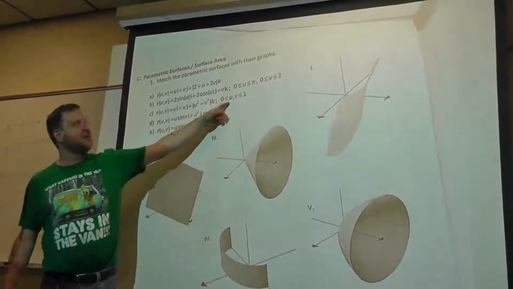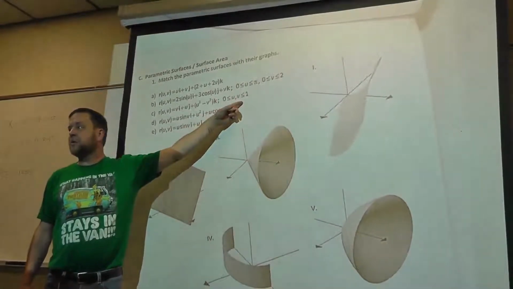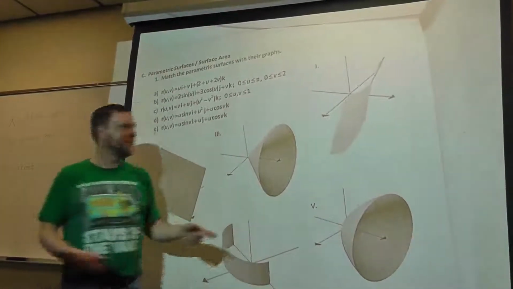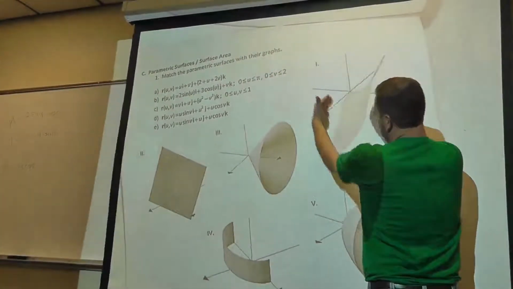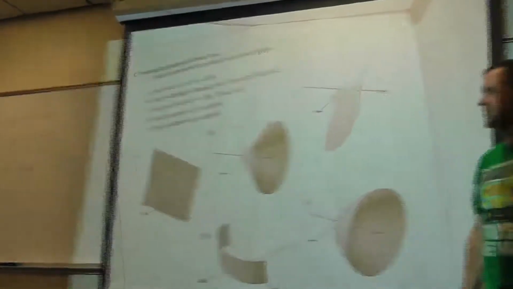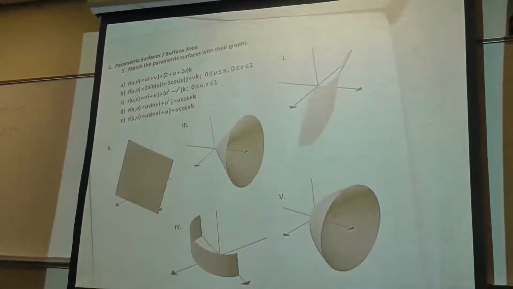But with that restriction, if u and v are restricted from 0 to 1, that means x and y are restricted from 0 to 1. So it gives you just that patch right there. So boom, that's done. That's how you do matching.